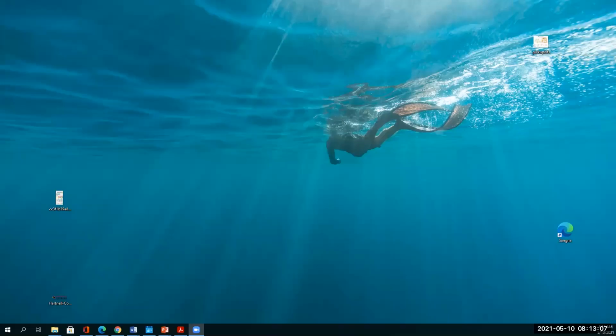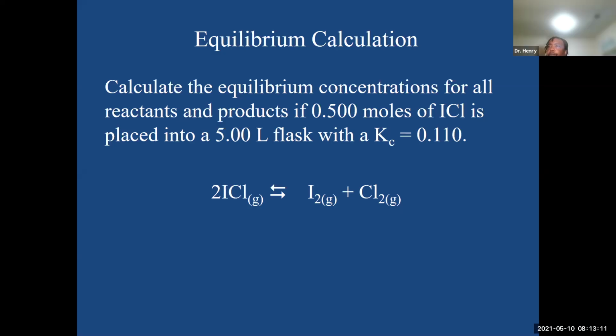So we'll go to slide 18. We're gonna start off, for those who are following with the slides. Can you guys see my screen? Yep. Okay. It says equilibrium calculations.